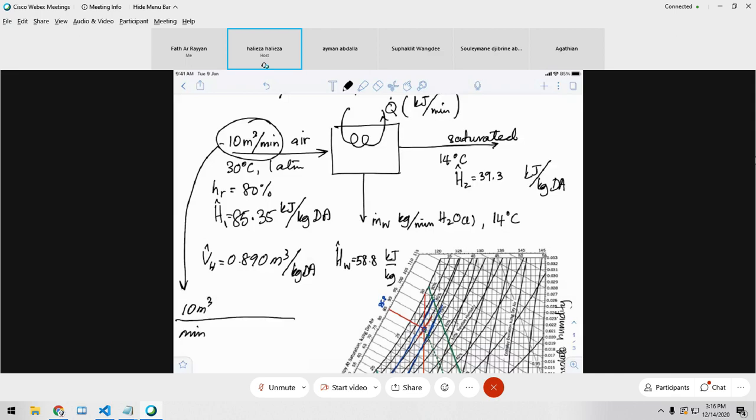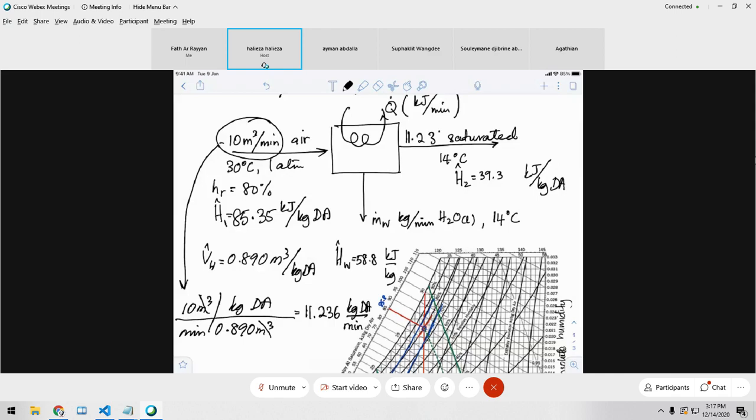You divide it by that humid volume, because you want to change the meter cubic per kilogram dry air. You will cancel off the meter cubic. You will have kilogram dry air per minute. So if you do that calculation, 10 divided by 0.890, you will get 11.2. That's the amount of dry air. So the amount of dry air is the same coming in and out. So I'm going to write this over here, 11.236 kilogram of dry air per minute.